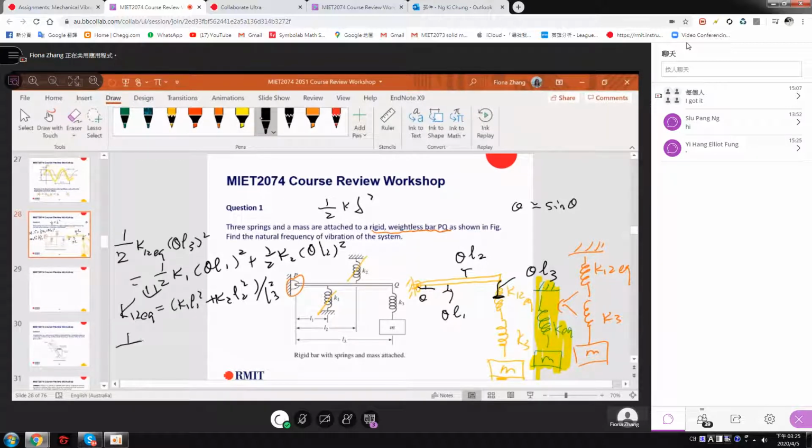So this is in the zero screen brain. So K zero is K12 equivalent plus K3. Okay. So we can get K equivalent.